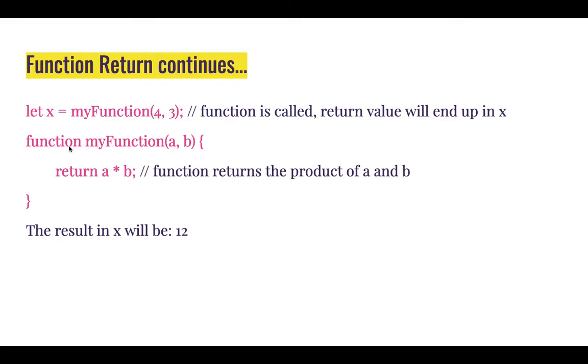So this is where we are creating the function. You can see that we started with the function keyword followed by the function name, which is myFunction in this instance, and then two parameters. The first is a and the second we named b. Inside the curly braces is the code that is going to be executed. What we want this function to do is to return the multiplication of the first value and the second value. So the result in x when we run this code will be 12, which is 4 times 3.